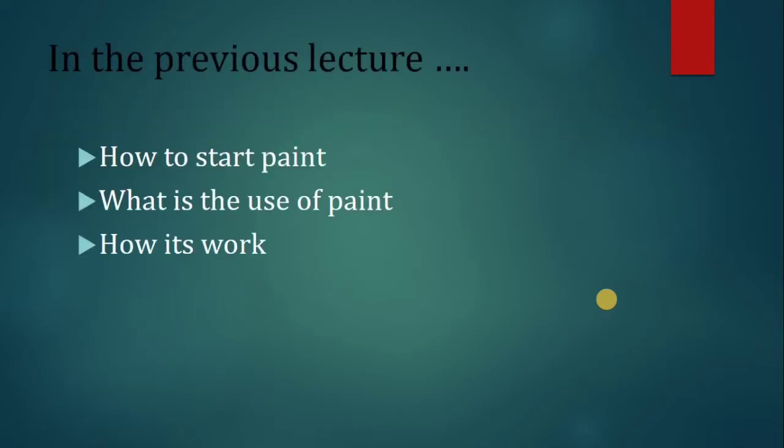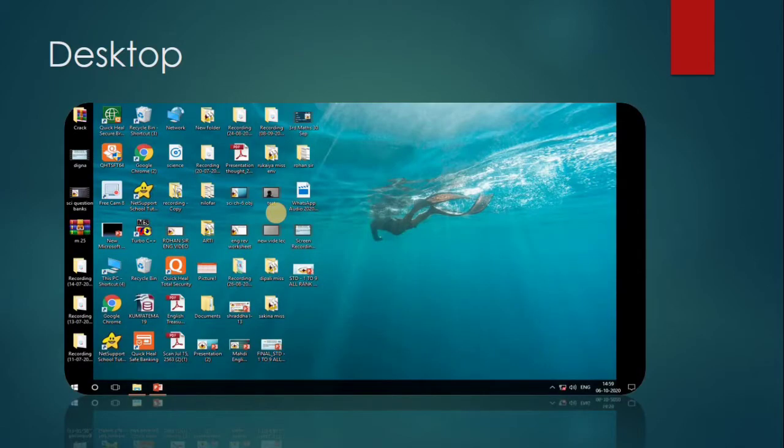Now see what we studied in the previous lecture. The first topic that we studied in the previous lecture is how to start Paint, what is the use of Paint, and how it works. These three things we learned in the previous lecture. So see the short description.